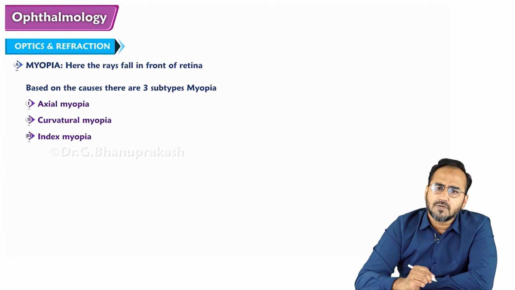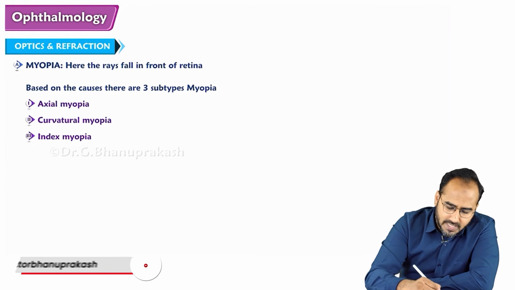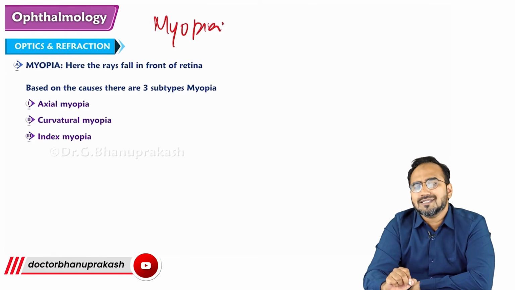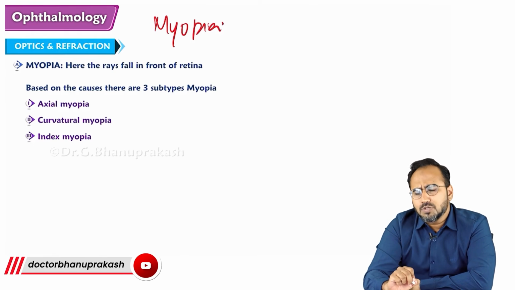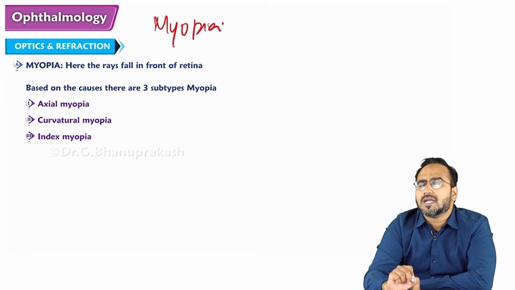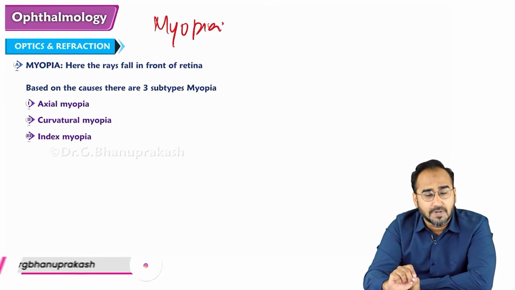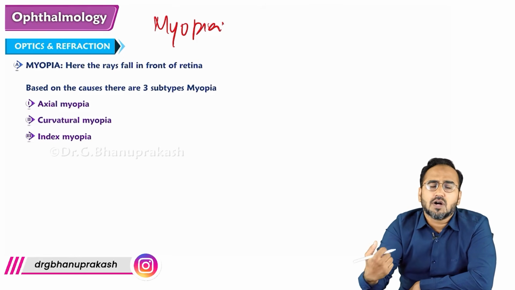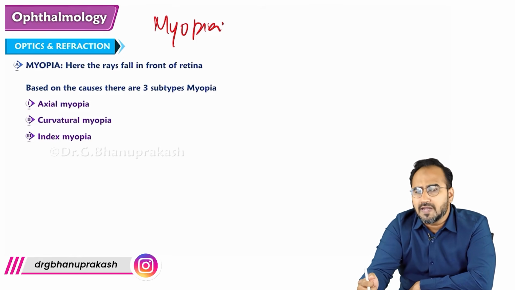So first, talking about what? Talking about myopia. The complaint of the patient who is suffering with myopia, he complains of what? He complains that he is not able to look at the far things properly. That's a complaint. But why is the patient having myopia? What is the cause to develop myopia?